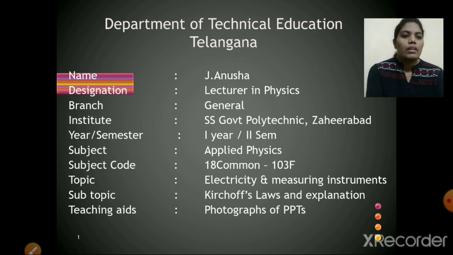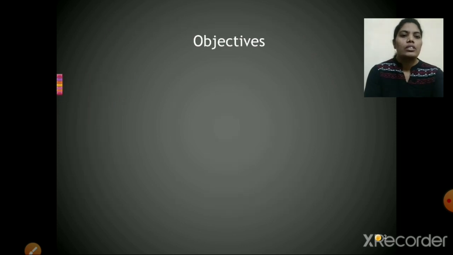This is about myself, and the topic we are going to discuss here is electricity and measuring instruments, the fifth chapter from our syllabus. In today's session we are going to learn about Kirchhoff laws and their explanation. To learn this we'll take the help of a small PowerPoint presentation. Let us move on to our session now.